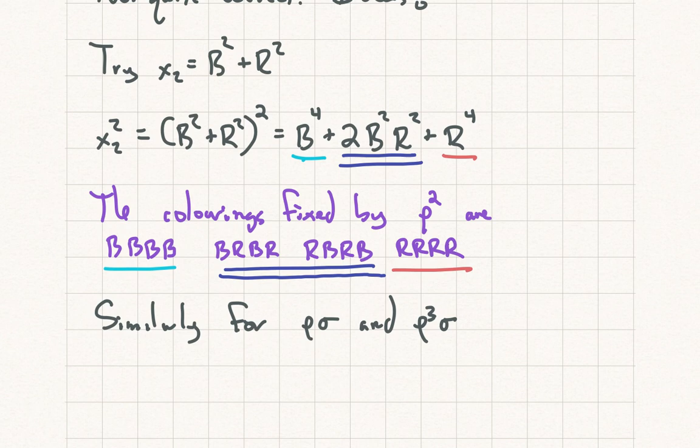And you can imagine a similar thing. The other ones with cycle type x2 squared were the horizontal flip rho cubed sigma and the vertical flip rho sigma. So these guys here are indeed very similar. We'll find we get everything being the same colors fixed, and there are 2 colorings which are 2 blue and 2 red, which are fixed.